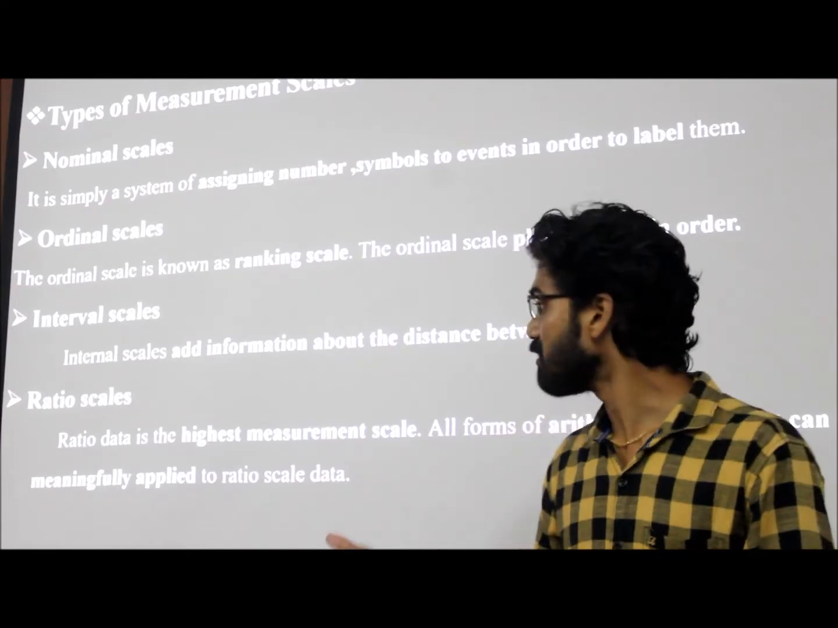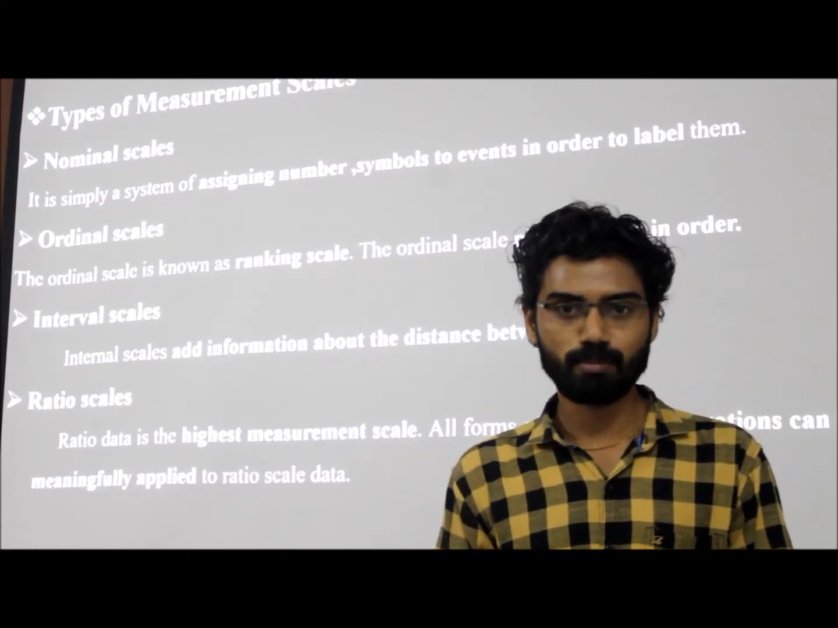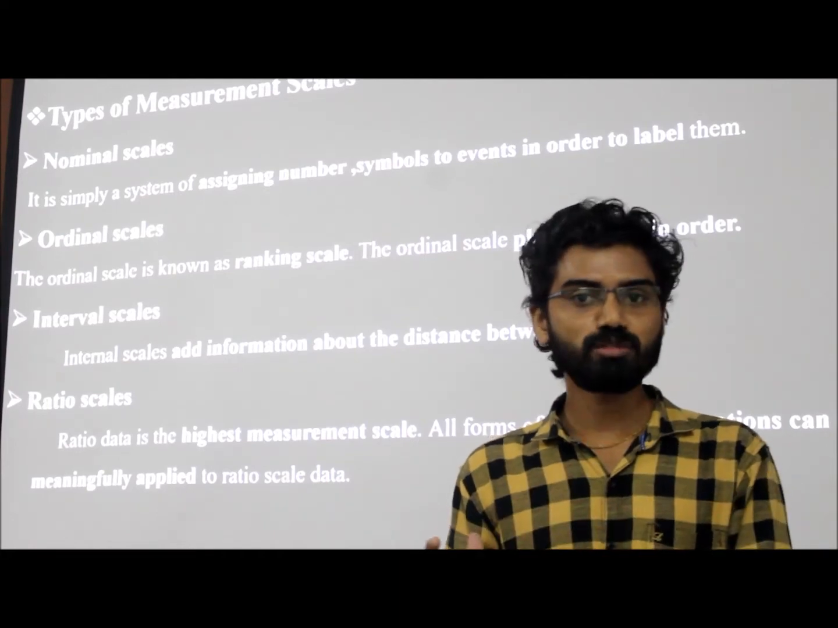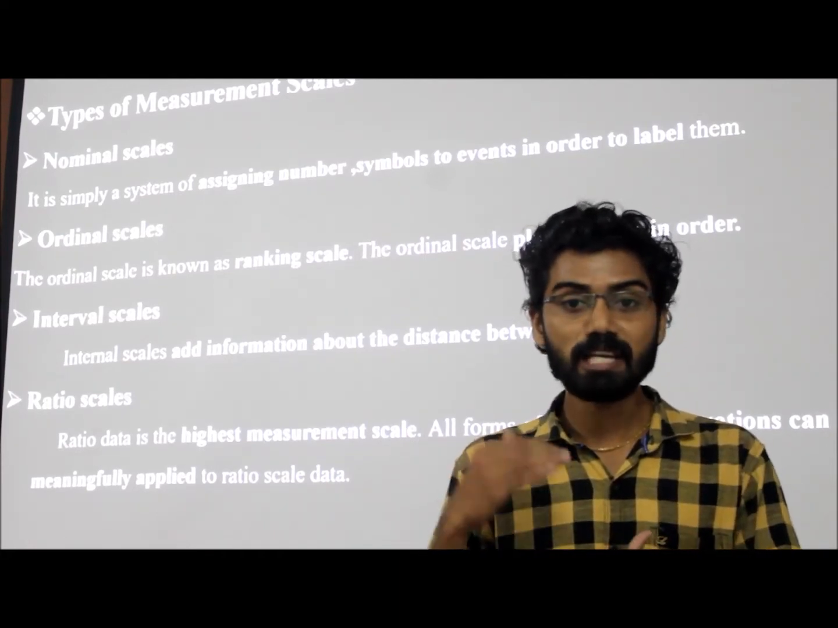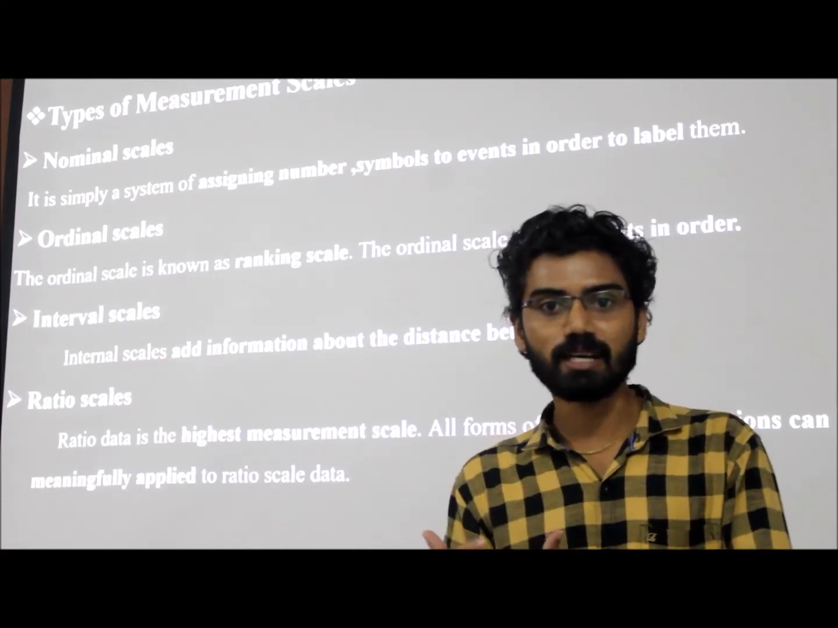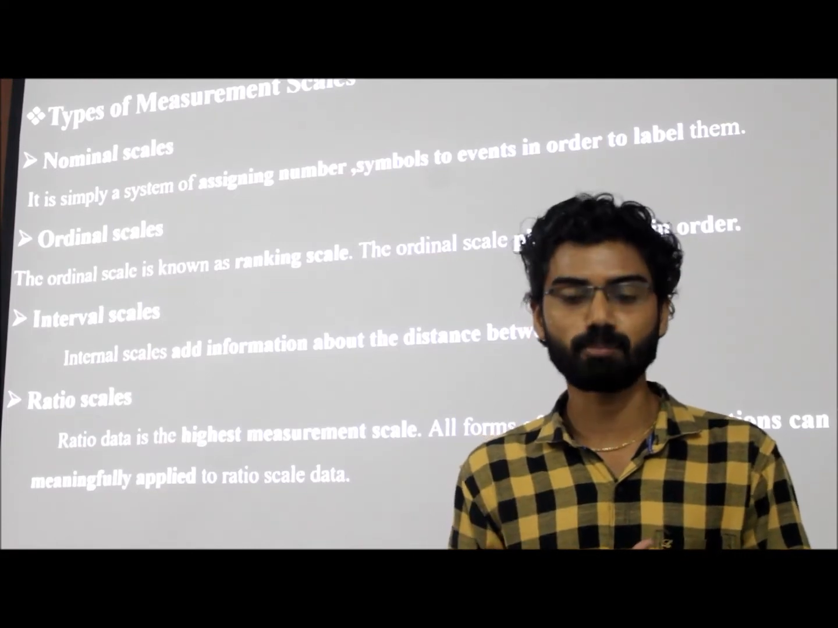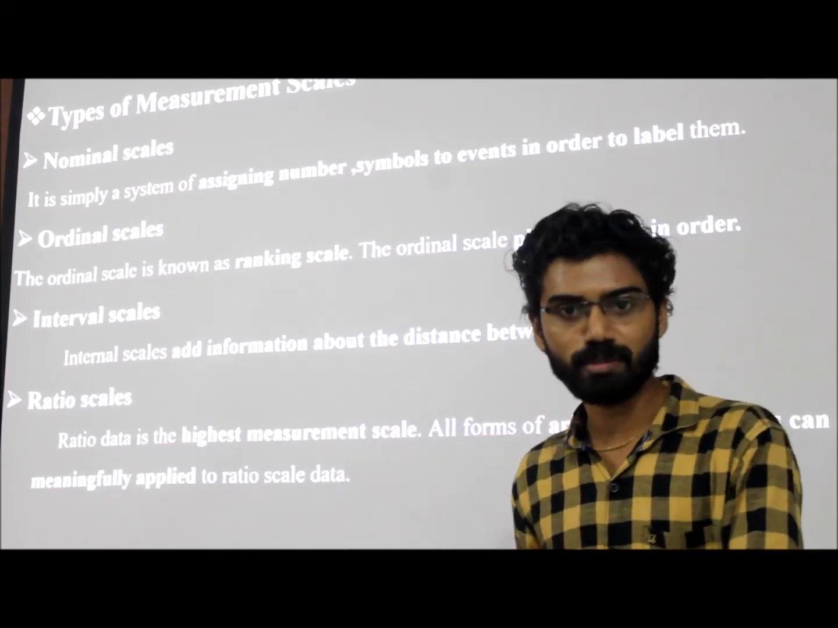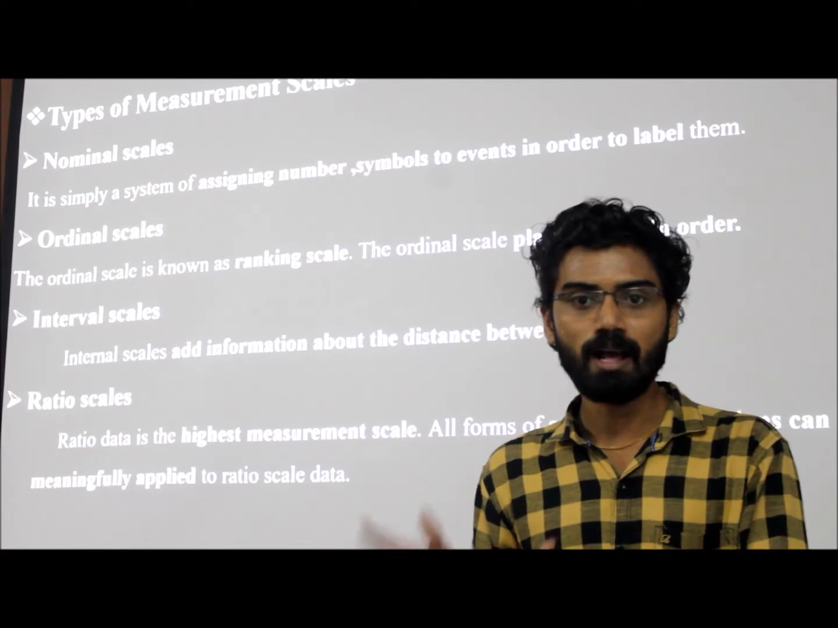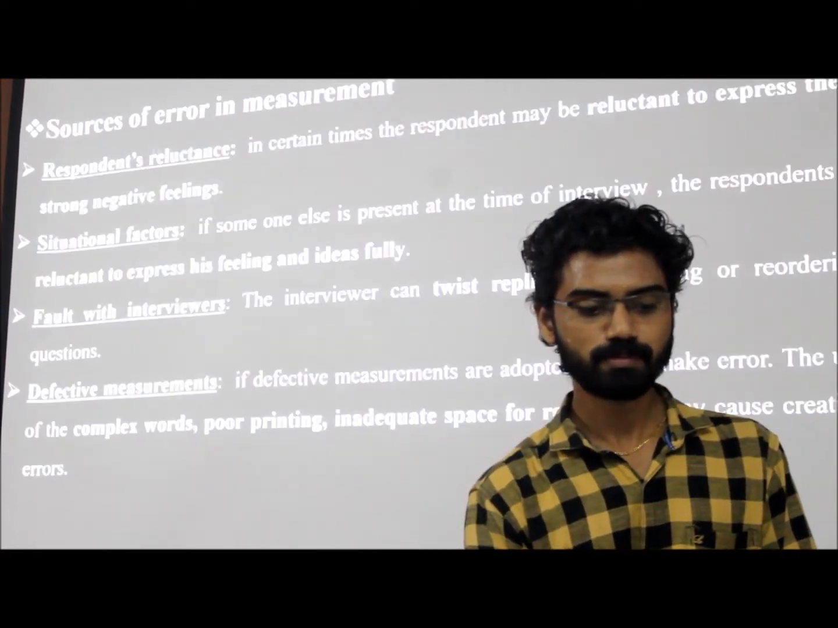And the last scale is the ratio scale. The ratio scale is the highest measurement scale, and all forms of arithmetic operations can be meaningfully applied to it. So we can say that the ratio scale is the highest measurement scale. So these are the types of measurement scale: nominal scale, ordinal scale, interval scale, and ratio scale.